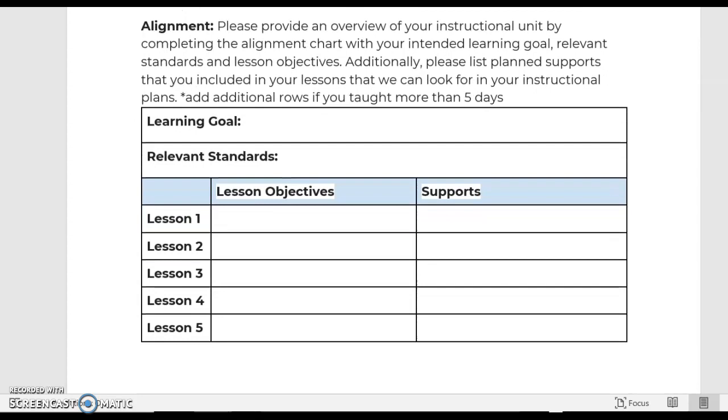The next section is alignment, and this should look very similar. This should look familiar to you. This is somewhat similar to the table that was in your pre-plan, just missing a few columns. So wanting you to provide an overview of your instructional unit by completing the alignment chart with your intended learning goal, your relevant standards, and your lesson objectives. Also then wanting you to list plan supports that you included in your lessons that I can look for in your instructional plans. If you have more than 5 lessons, please just go ahead and add additional rows to include the lessons that you taught up to lesson 8.